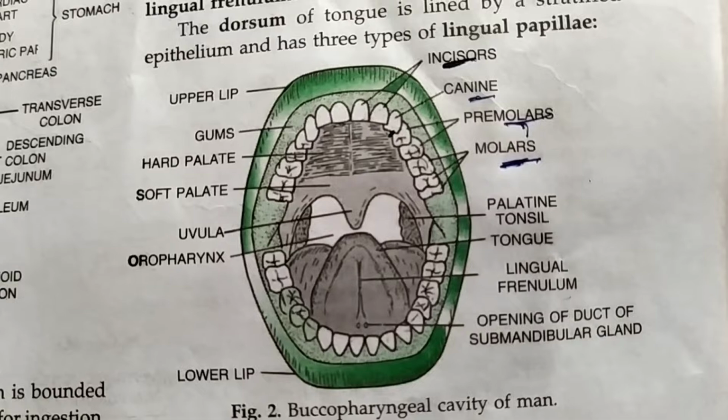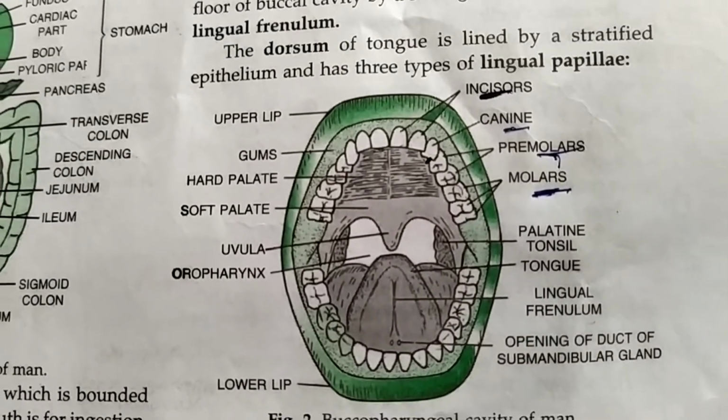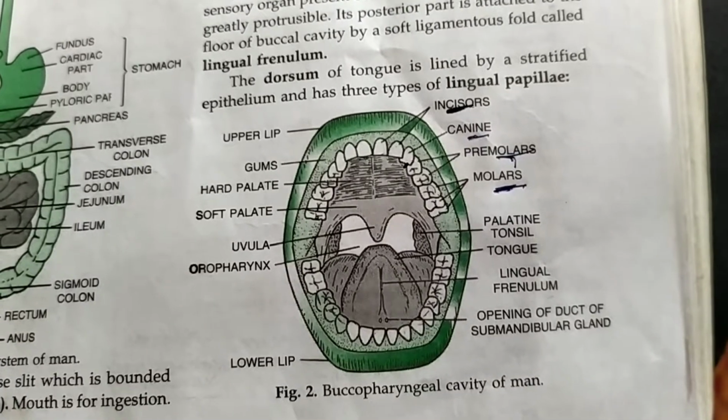Now I can start how to learn the dental formula of milk teeth and permanent teeth. Before writing the dental formula, we should know what the dental formula tells us. The dental formula is the number and arrangement of teeth in one half of each jaw. It tells us how many teeth are present in each half of a jaw. As we know, the total number of permanent teeth is 32, and if we talk about milk teeth, the number is 20.